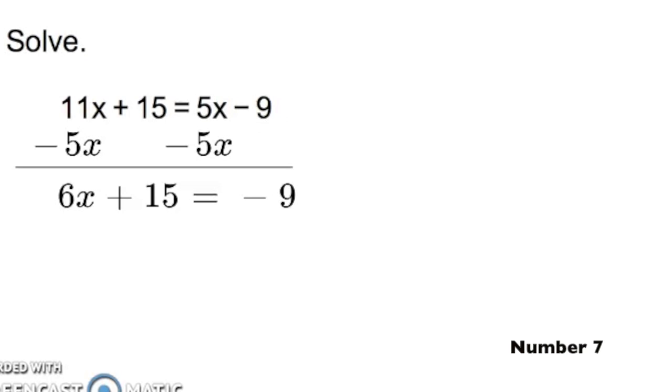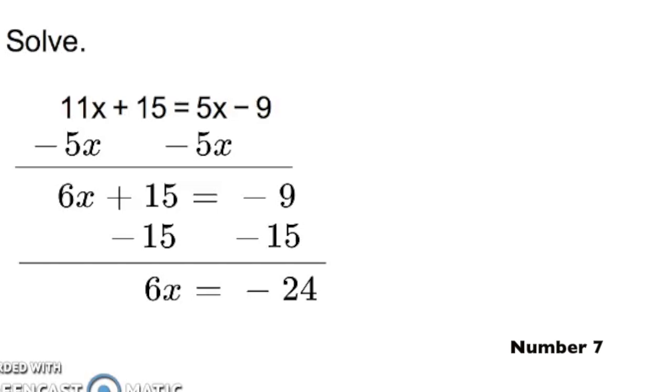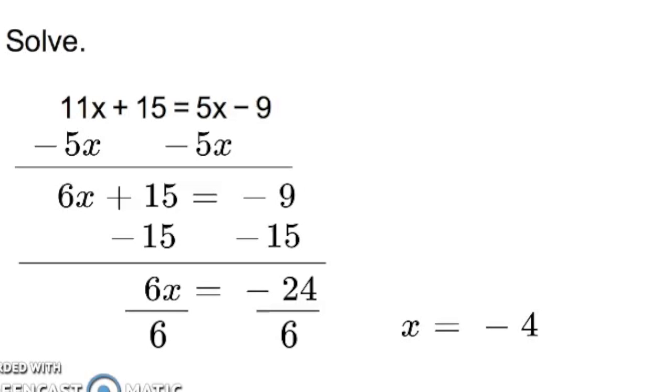11x minus 5x is 6x. So we have 6x plus 15 equals negative 9. Subtract 15 from both sides, you'll get 6x equals negative 24. Then you'll divide by 6 on both sides, and you'll get x equals negative 4 as your answer.